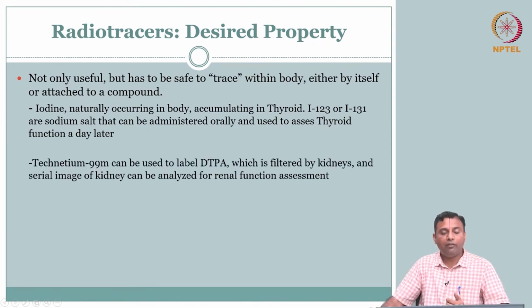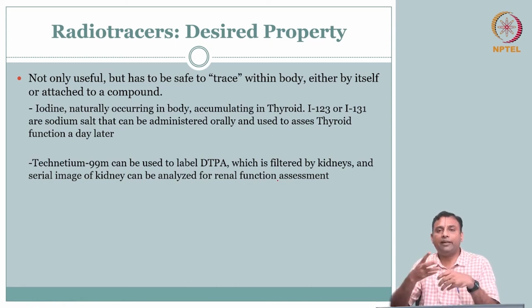Likewise, you have technetium-99, which is typically used. It can label DTPA. What happens is it is filtered by the kidneys. That means I can monitor the functioning of the kidney. Serial images of the kidney can be analyzed to do renal function assessment. So what is the idea of a kidney? It's doing the filtration.